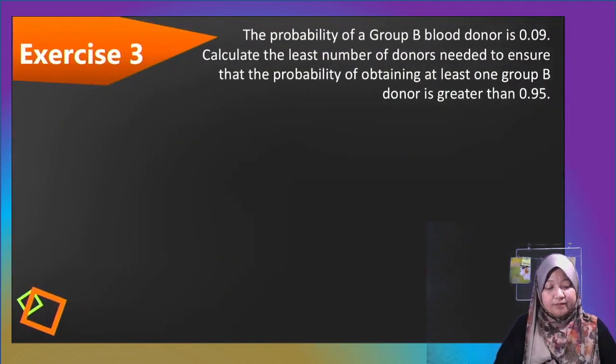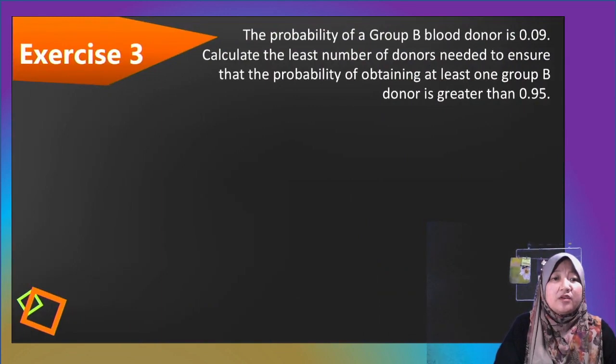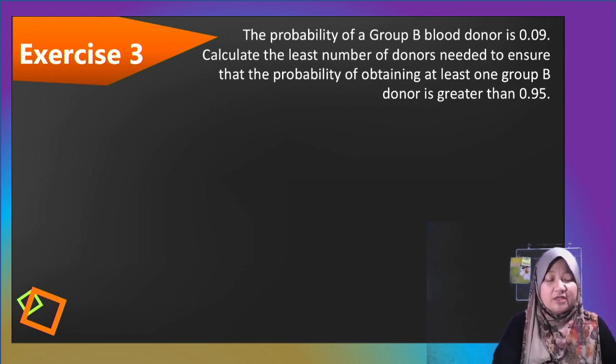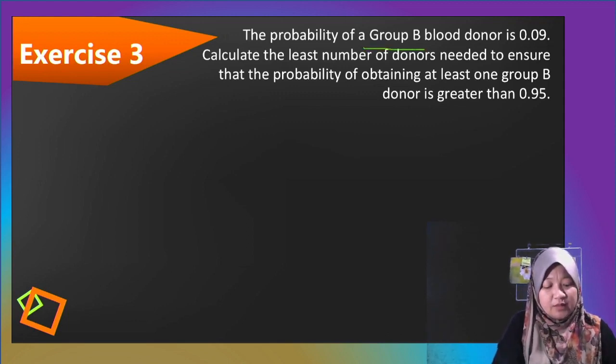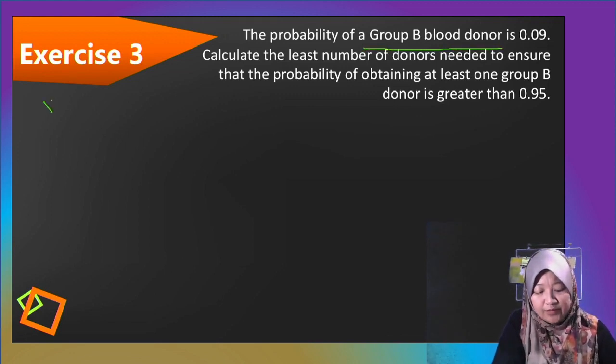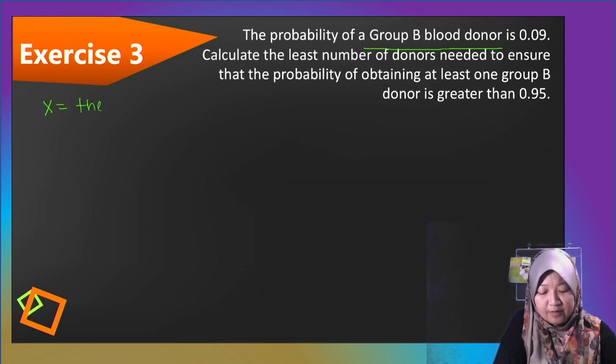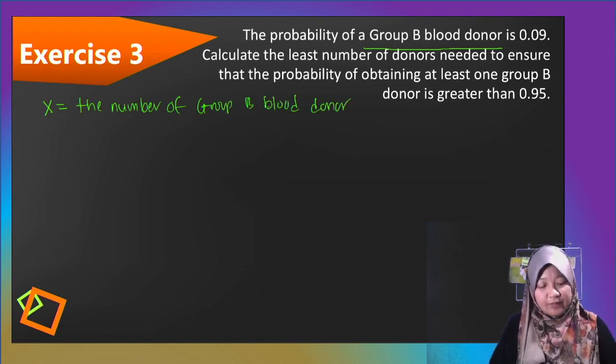Okay, next example. The probability of a group B blood donor is 0.09. Calculate the least number of donors needed to ensure that the probability of obtaining at least one group B donor is greater than 0.95. Okay, apa yang disebut dekat sini? Dia kata tentang group B blood donor. So, X successful event awak adalah the number of group B blood donor. Okay, successful event awak. And then, given that P successful probability for this successful event is 0.09.